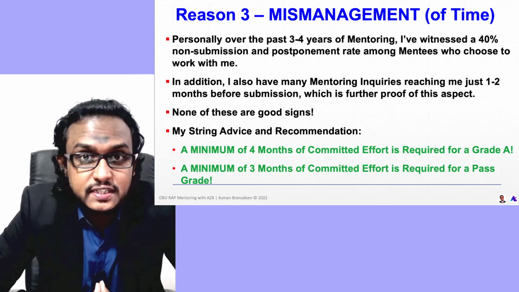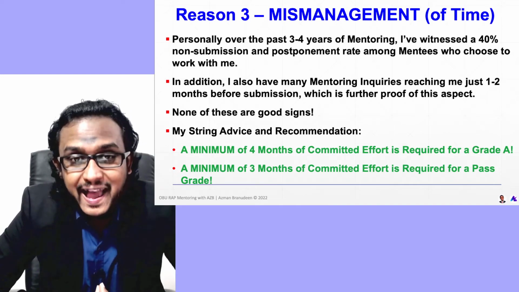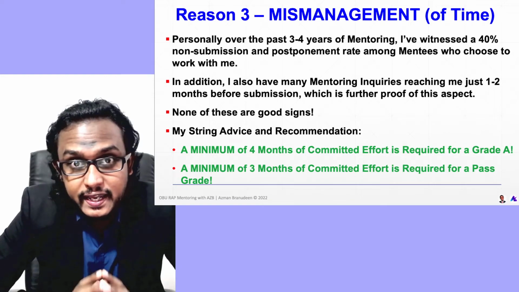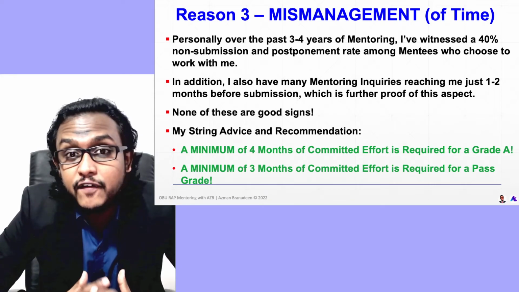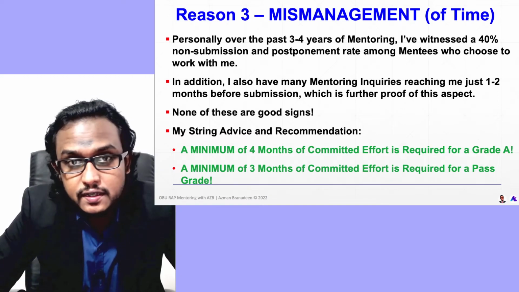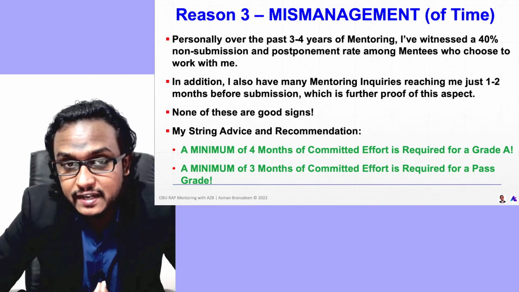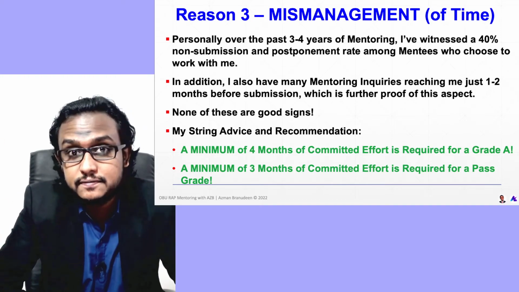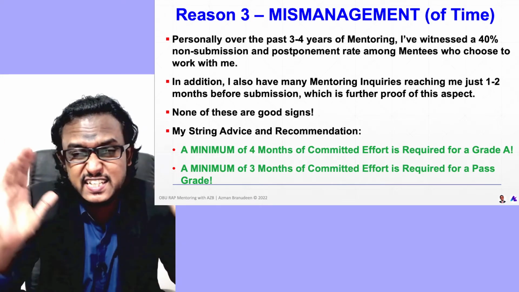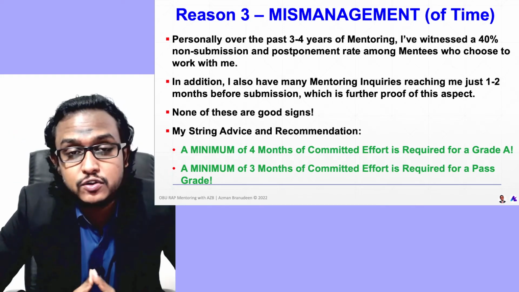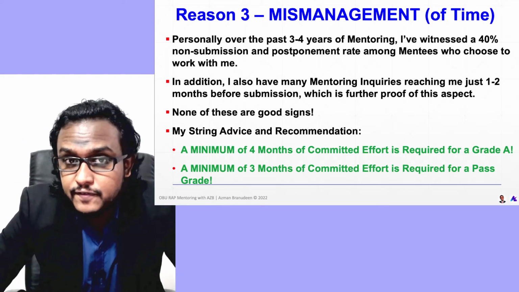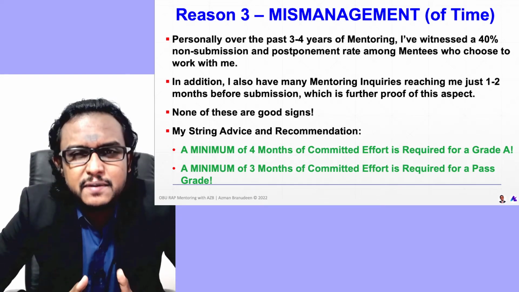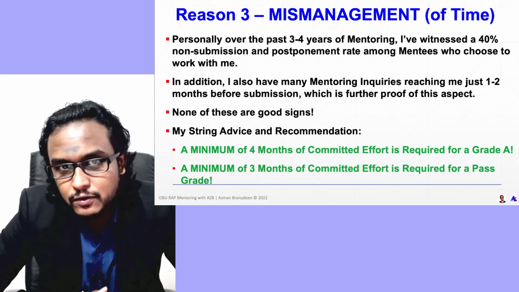Every candidate who has gotten a grade A has, at minimum, worked for 4 months, and has even engaged with me for at least 5 meetings, at least 5 regular occurrences, frequent meetings, frequent clarifications go into that effort, not only from the mentoring, but their research, the iceberg that we don't see of these candidates is huge. There's that much of work that goes into it. Or if a grade A is not really your target, if you're just looking for a pass grade, a minimum of 3 months of committed effort is required for a pass grade.